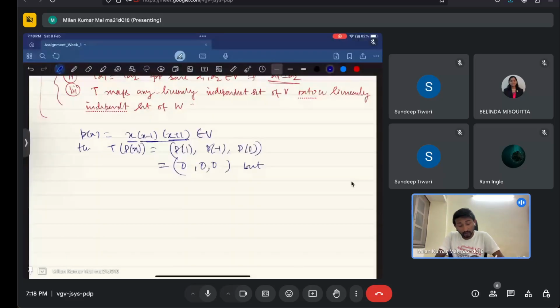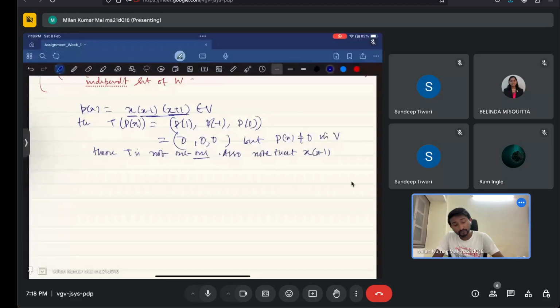Okay, but also note that this vector x minus 1 times x plus 1, that is equal to x cube minus x, is in the null space of T, right? But what is the other option? So this option automatically cancels out.